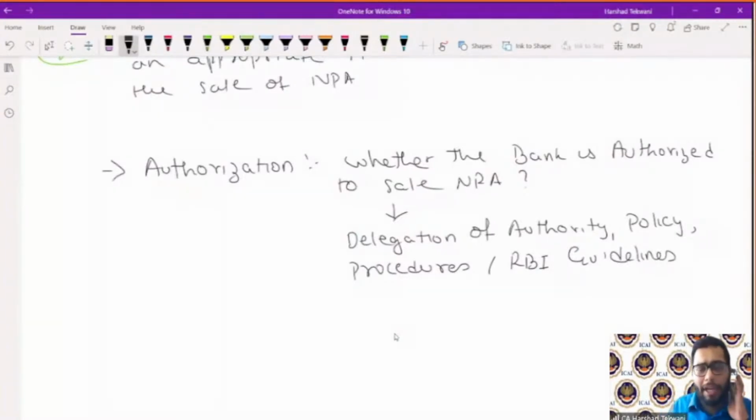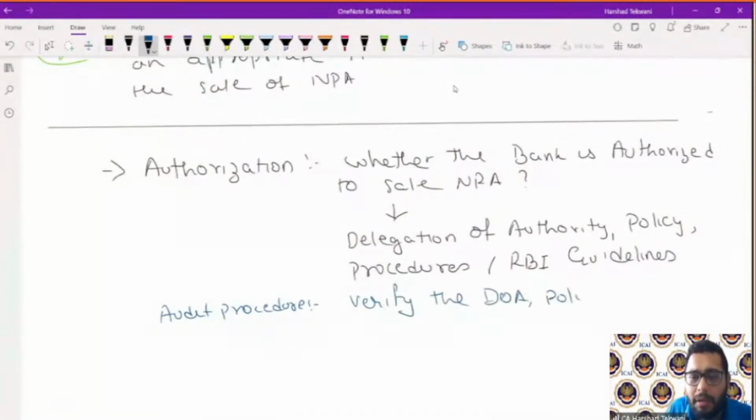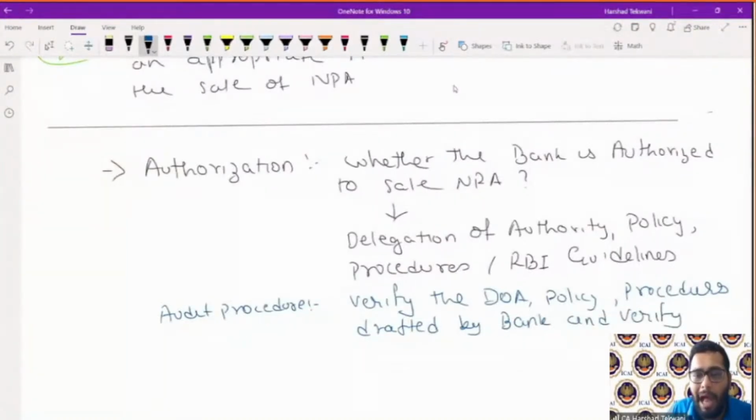Okay, so this authority comes from this particular thing. For a bank, the authority comes from either the delegation of authority, policy drafted by the bank, procedures, or RBI guidelines. In order to verify the authorization, the audit procedure will be that you need to verify the delegation of authority, policy, procedures, either drafted by the bank or approved by the bank, and you need to verify RBI guidelines with respect to sale.